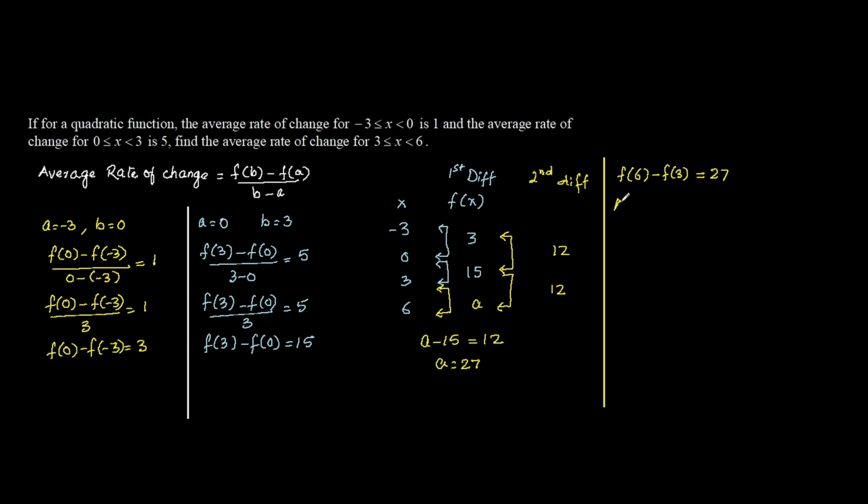Now, for the average rate of change, we should have f(6) minus f(3) over 6 minus 3. Now, that is 27 over 3, and that's equal to 9. So, the average rate of change in the interval 3 to 6 must be 9.